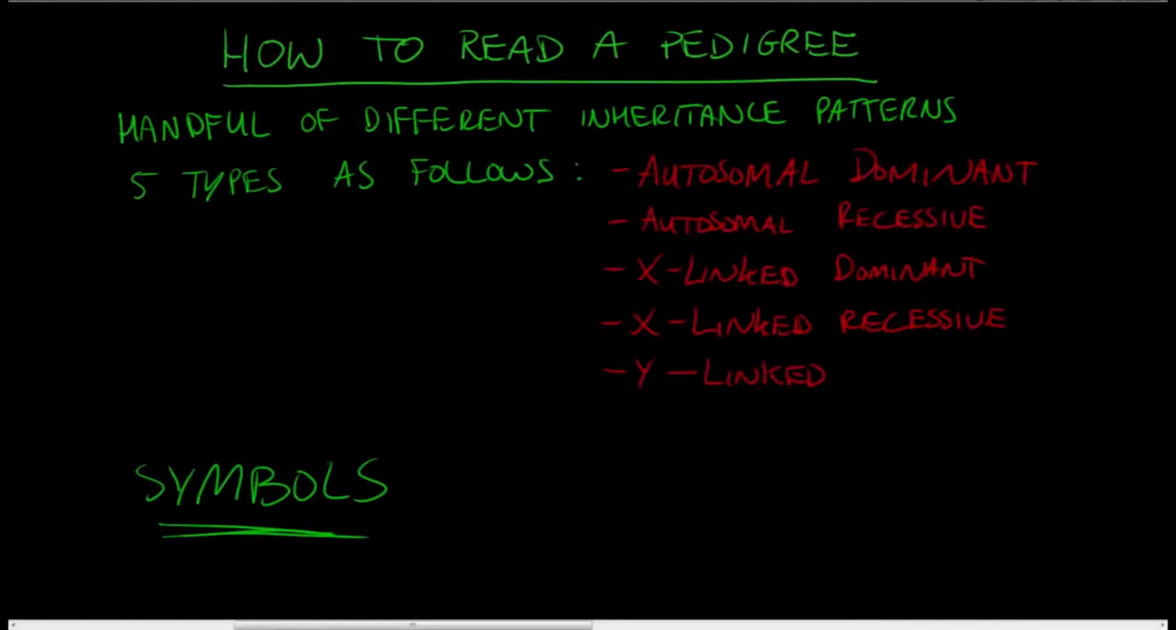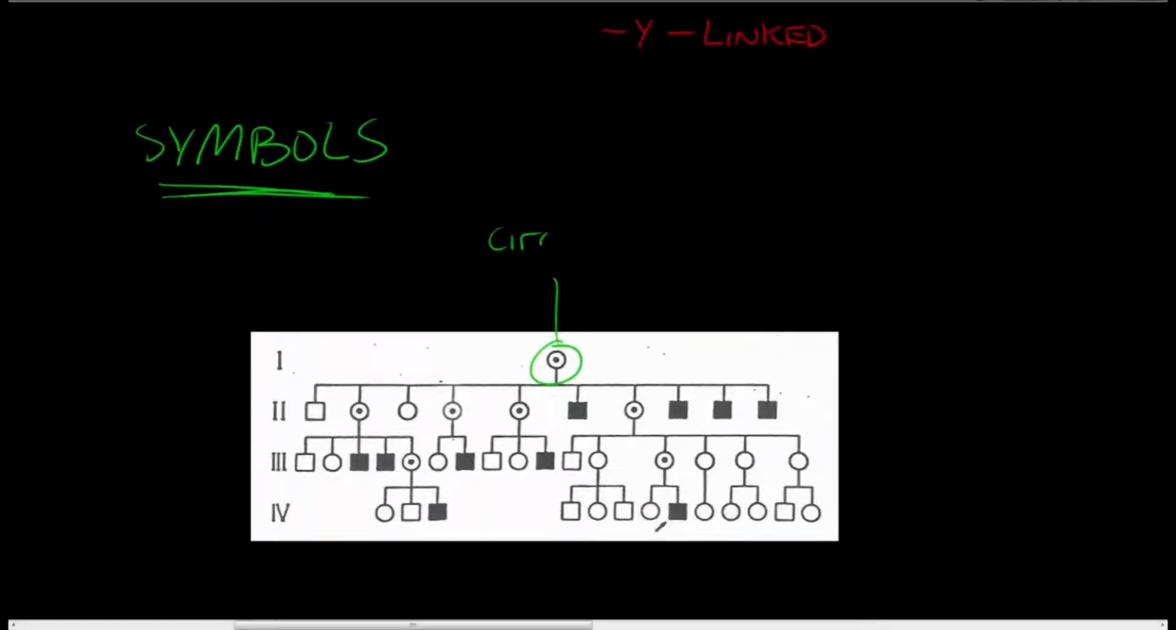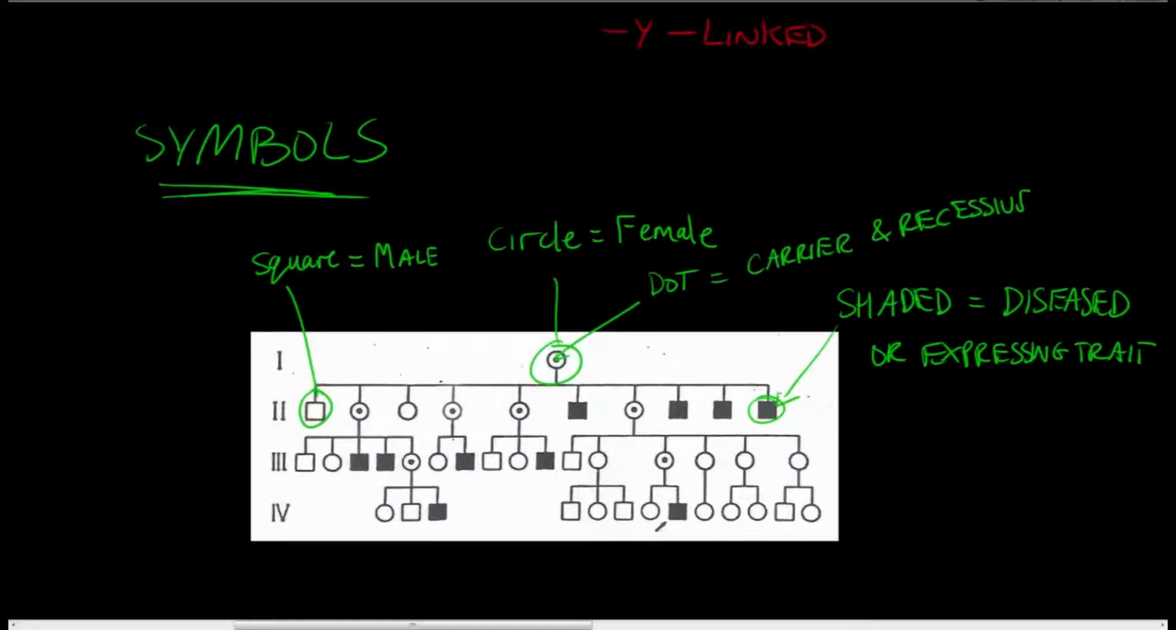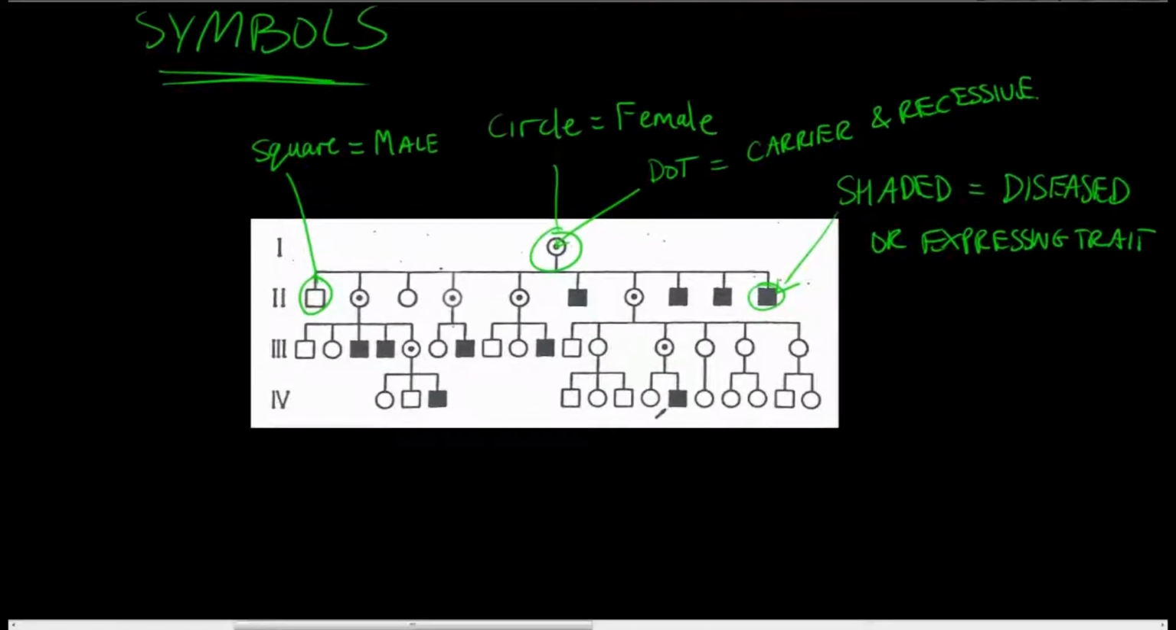First of all, you need to know the symbols of a pedigree chart, so I'll explain what these all mean. Circle represents female, square represents male. Shaded symbols mean that someone's diseased or expresses a trait phenotypically. The dots represent someone who is a carrier of the trait, and that's always a recessive trait. The Roman numerals on the side here represent the generation number.